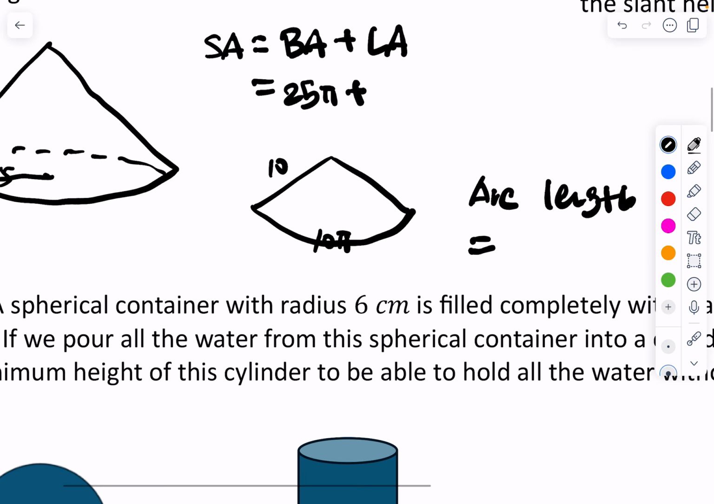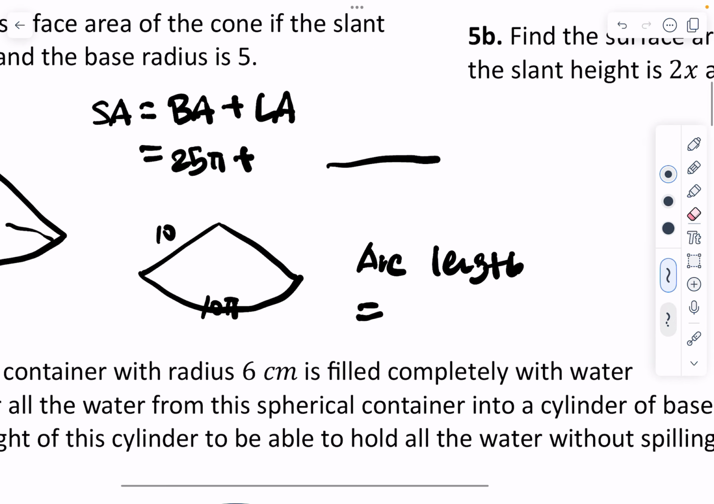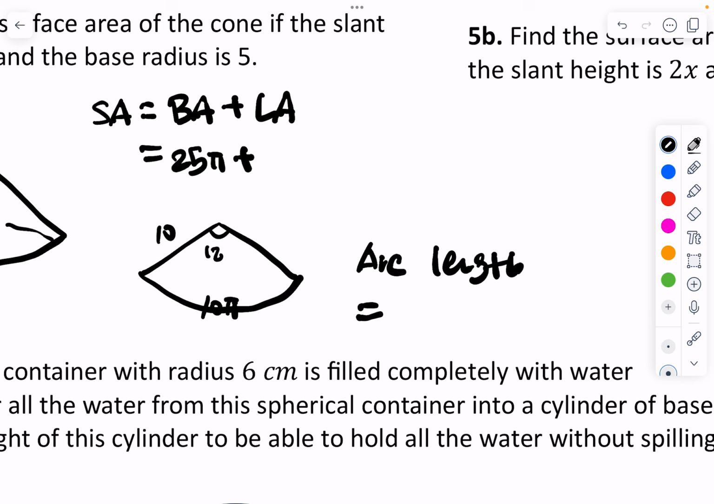So now we can find this angle because we know the radius and we also know the arc length. So it turns out that this would be 180 degrees, because the only way for a circle with radius 10 and an arc length of 10 pi is if we have 180 degrees, as this makes it 2 pi r times 1 over half. And yeah, which works really well.